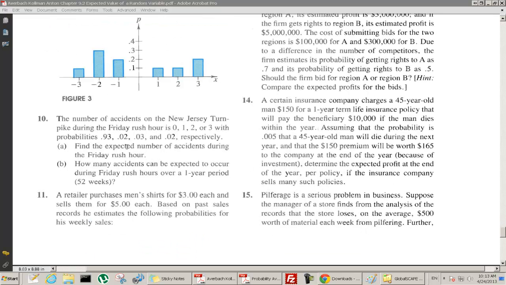Okay, the number of accidents on the New Jersey Turnpike during Friday rush hour is 0, 1, 2, 3. So they're saying basically from past data, they've seen that during rush hour, the maximum number of accidents is 3.